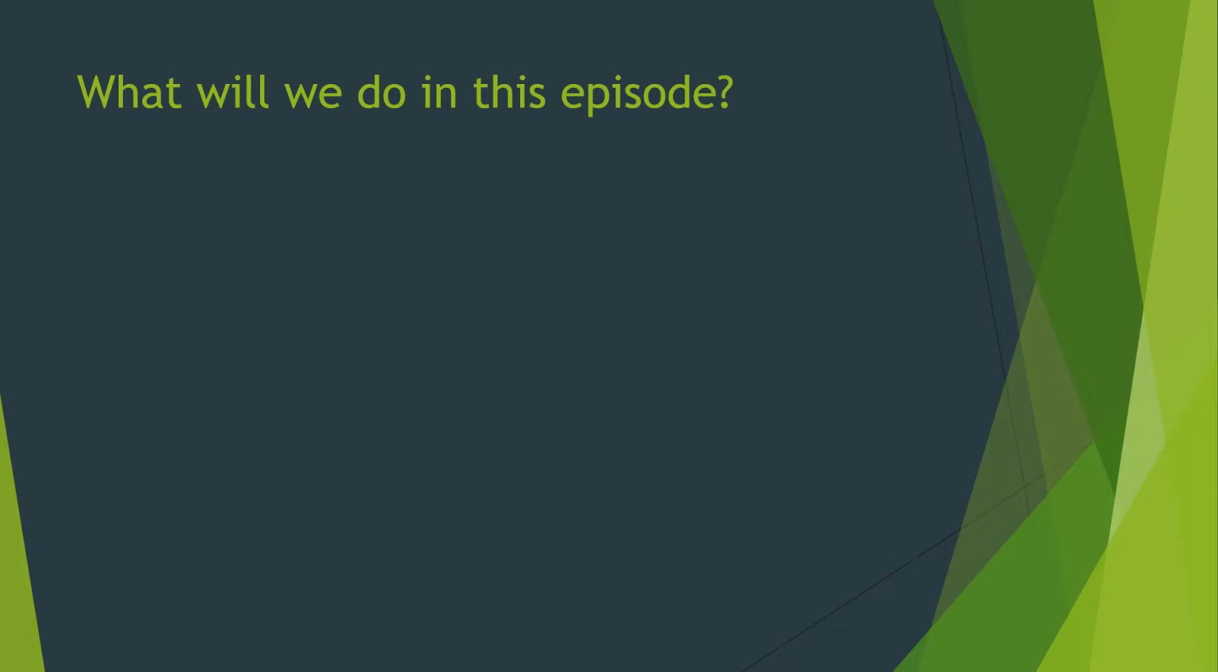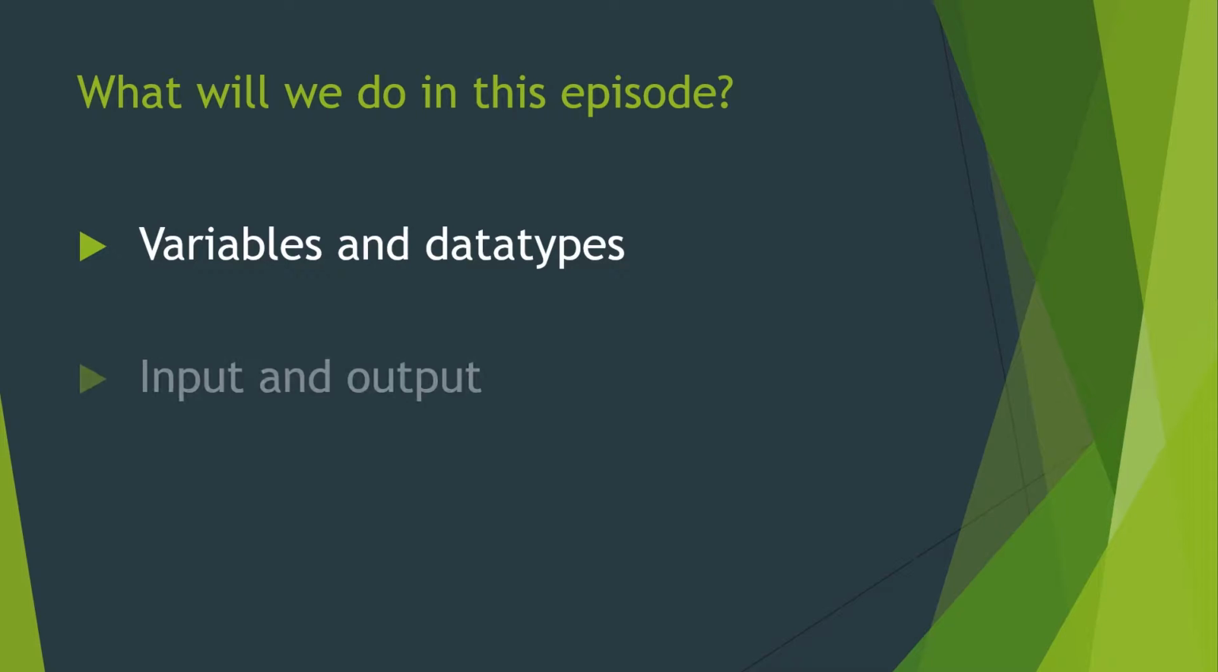What will we do in this episode? We will go through variables and data types. We will go through input and output. So it's input and output from the program and to the program. So input to the program from the keyboard and output to the screen. And that's just the basics of input and output, but it's just what we need in this course. So strings, because string is not a fundamental data type. And I'm gonna go through later what a fundamental data type is.